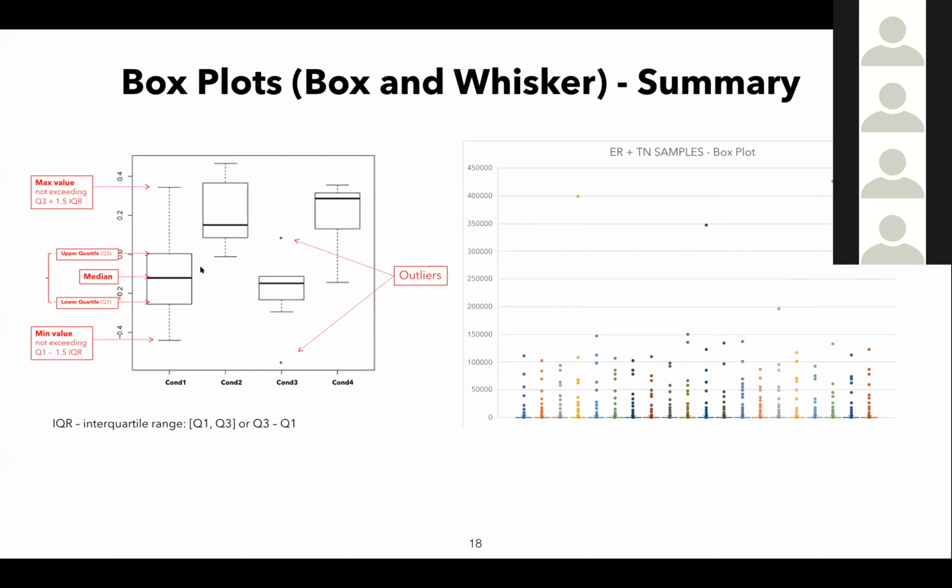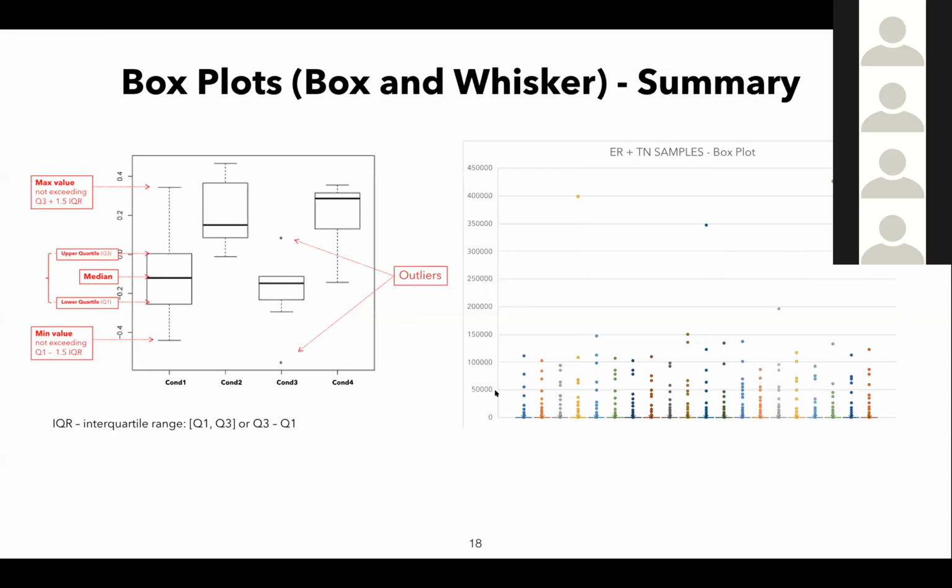The majority of the data, for example, in this sample, in this condition, is within this box. The box shows 75% of the data. And the middle of the data is the median. And so you can see how you can use box plots to compare conditions, for example.